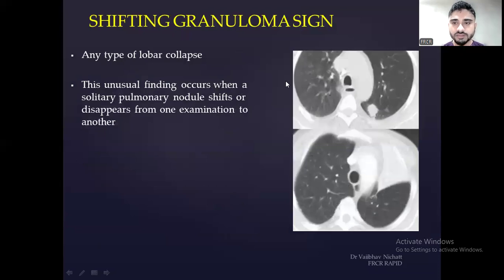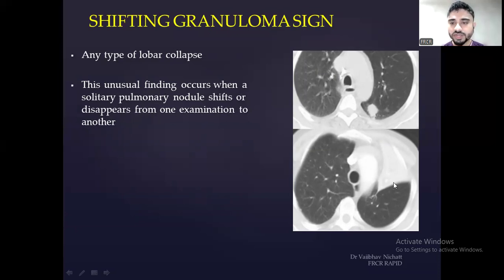Coming to, I think this is the last sign we are going to discuss, shifting granuloma sign. So once you have a previous imaging, previous radiograph or CT scan, and you know that there is a granuloma. Okay, so here it looks like this is the major fissure. There is a granuloma in the superior segment of the left lower lobe, and because of the collapse, you can see the displacement of the granuloma or maybe disappearance of the granuloma. This can be seen in any type of lobar collapse. This is an unusual finding that occurs when a solitary pulmonary nodule shifts or disappears from one examination to another.